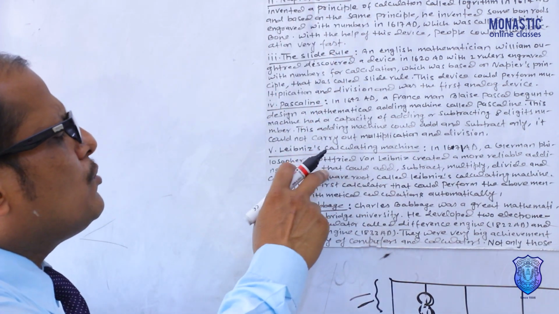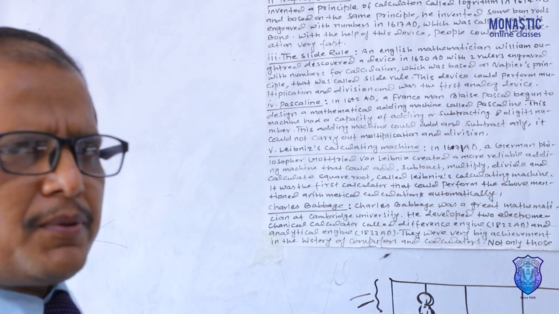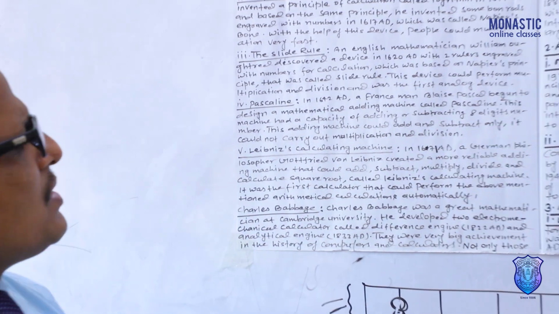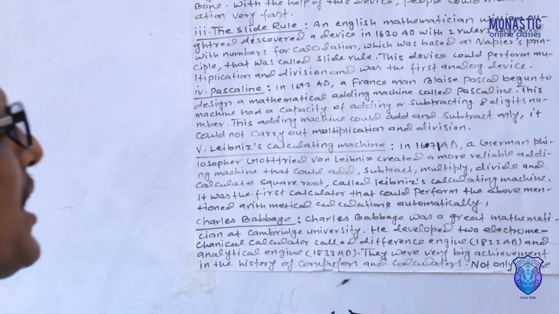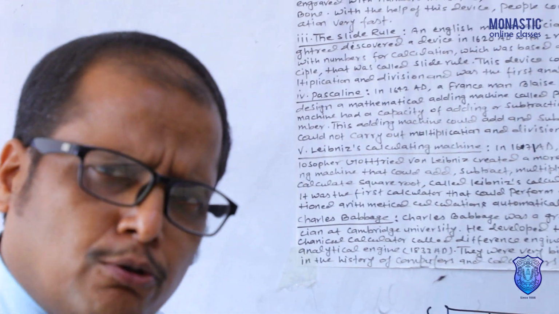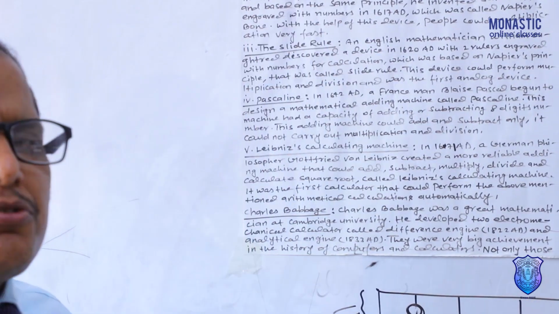Now move to another topic, about some developers. First one is Charles Babbage. Charles Babbage was a great mathematician at Cambridge University. He developed two electromechanical calculators. Previously, mechanical calculators were developed.